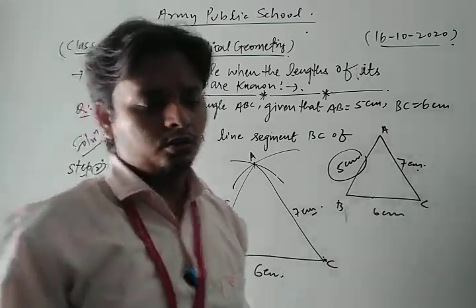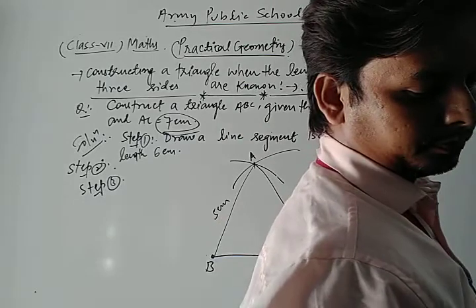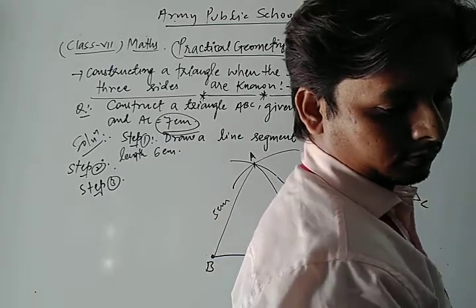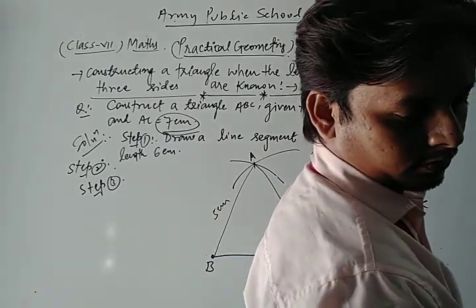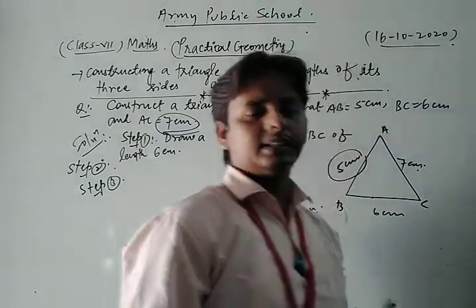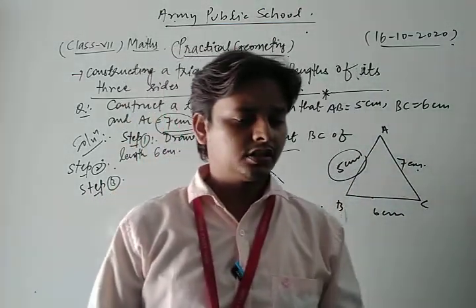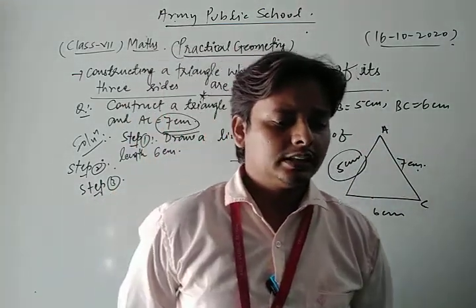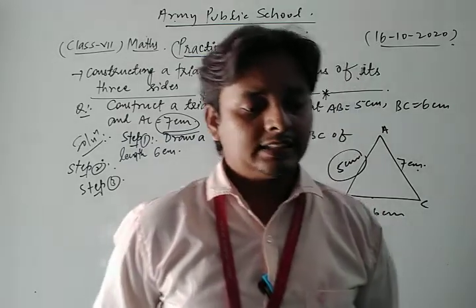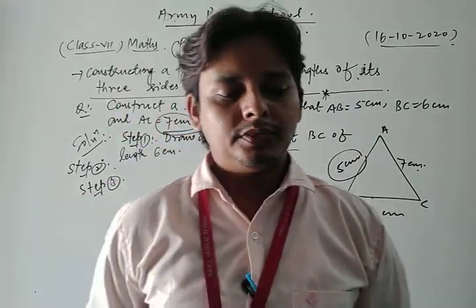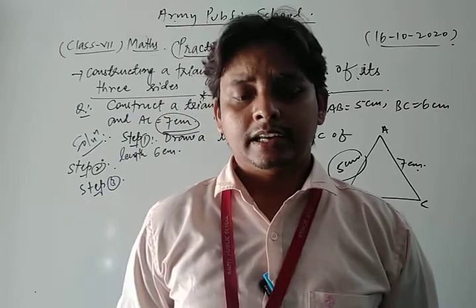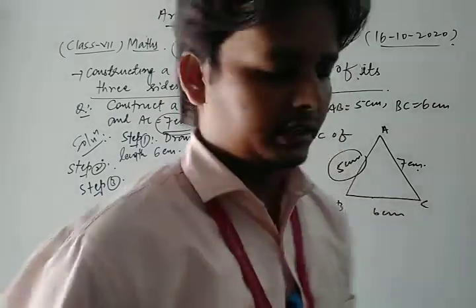Now, dear students, we take the next topic of your chapter, which is constructing a triangle when the lengths of two sides and the measure of the angle between them are known, means the side-angle criteria. Okay, let's see.